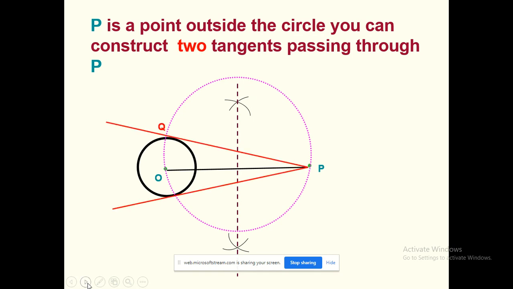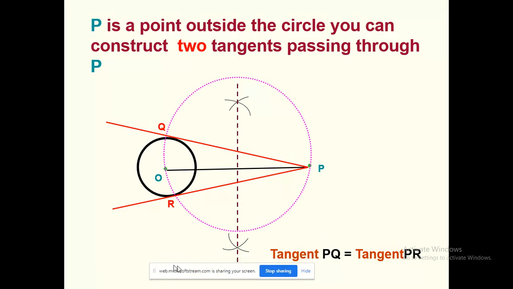There is a very important property for those two tangents, but we will see it later online. I will do it with you. And I can directly say that PQ is equal to PR. We're going to prove this during the online session. PQ is equal to PR because from an outside point of a circle, we can draw two equal tangents. That's it.